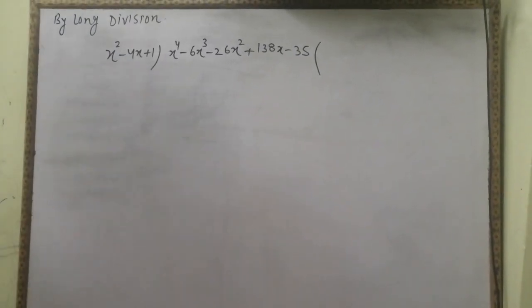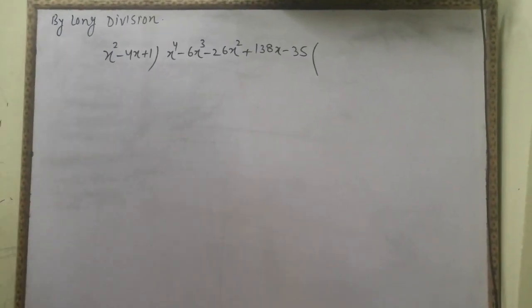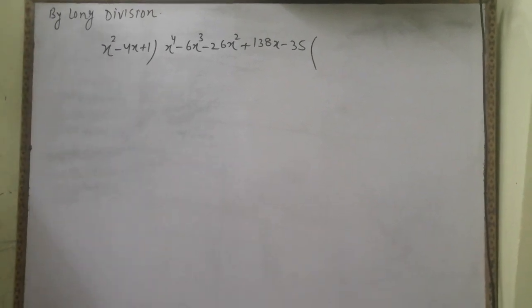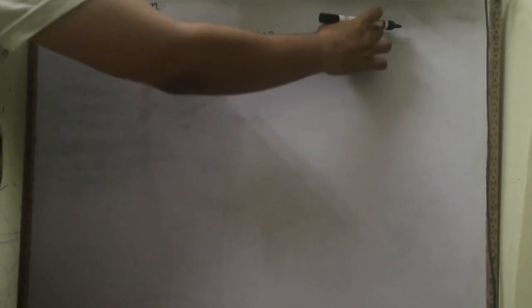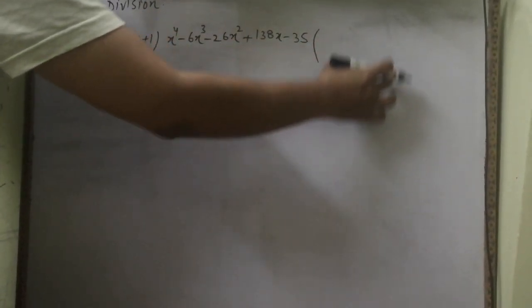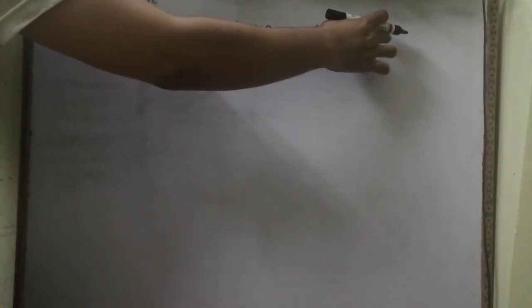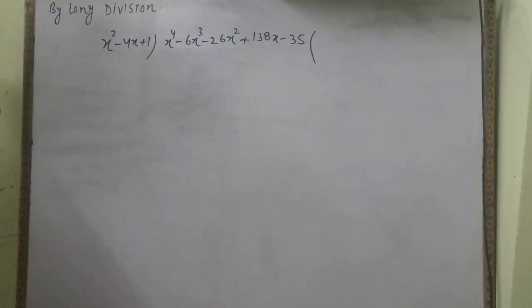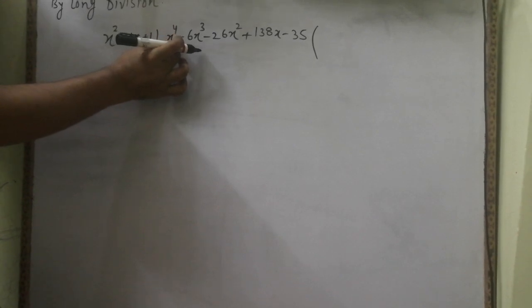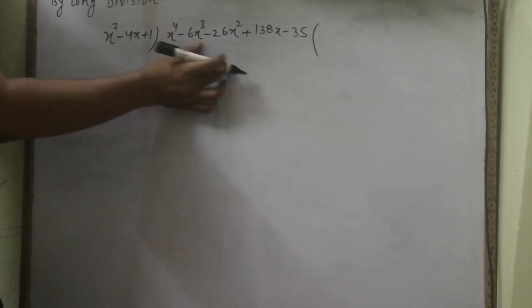Now student, the last step of this question: we will divide this polynomial by the given polynomial. We will find another polynomial, factorize it, and then we will get the remaining two zeros. For this we have to put a similar term just below the x to the power 4.